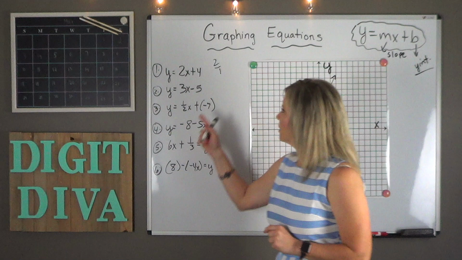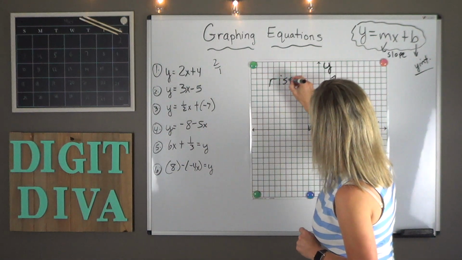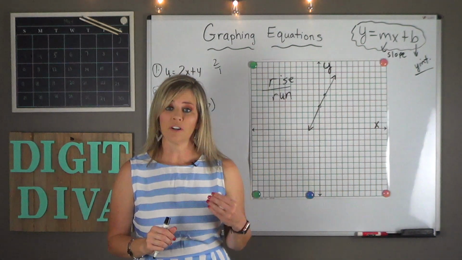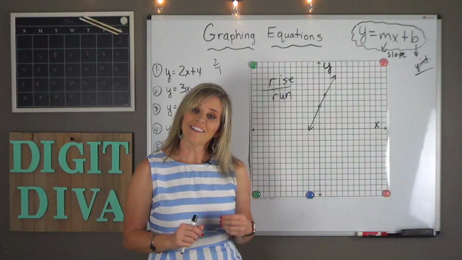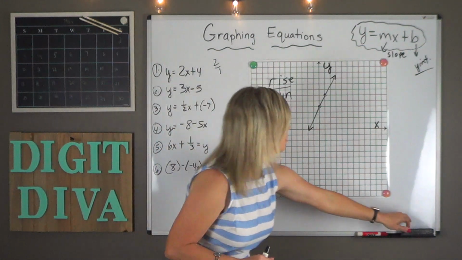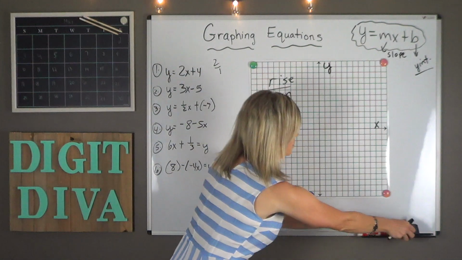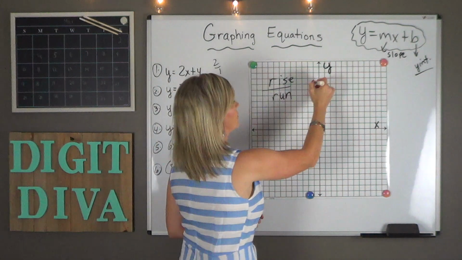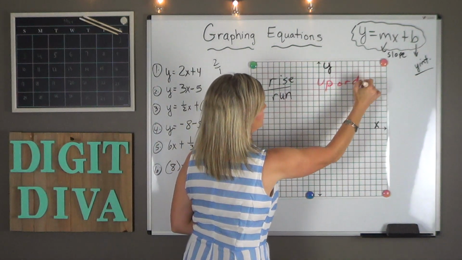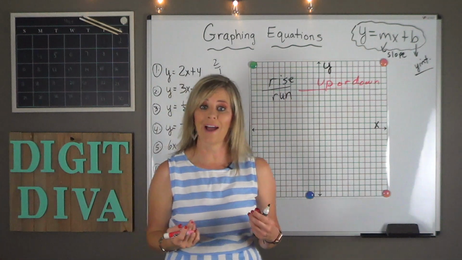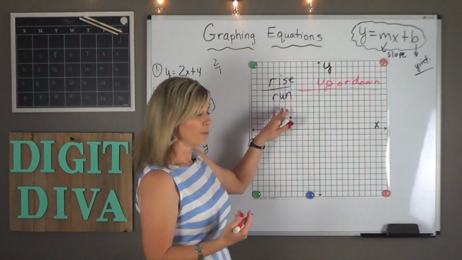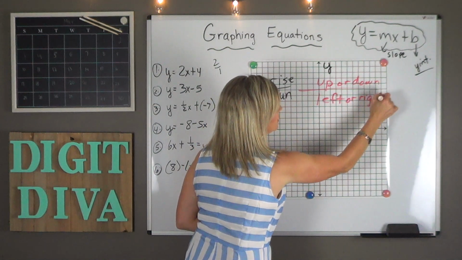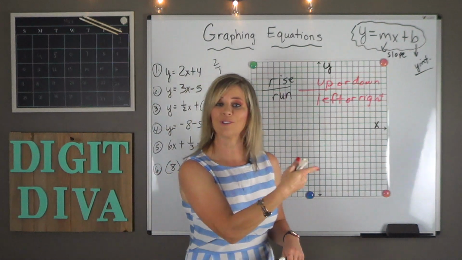So I'm going to go back and talk about rise over run. Okay. So our rise is the change in our y values, and our run is the change in our x values. So our rise would mean up or down. That's what our rise is. It's our y-axis. Are we moving up or down? Our run is, are we moving left or right? Think about that. That's our x-axis. It's horizontal.